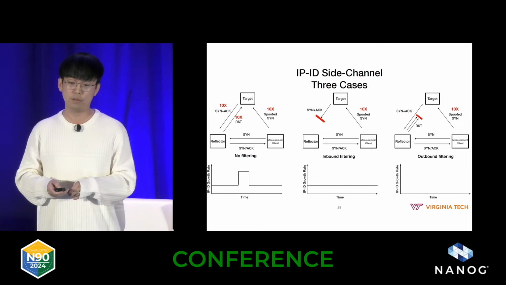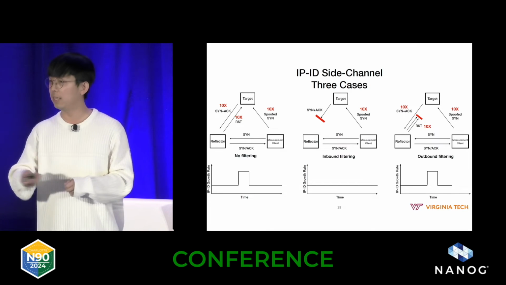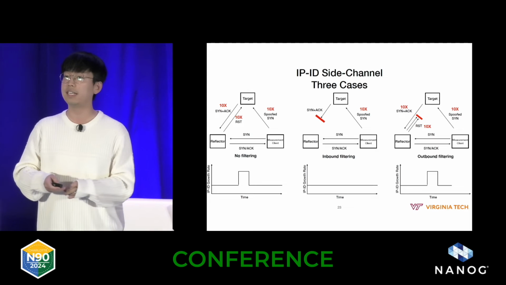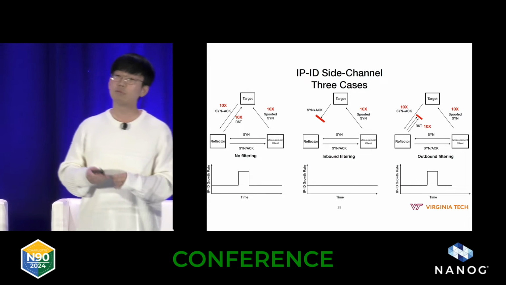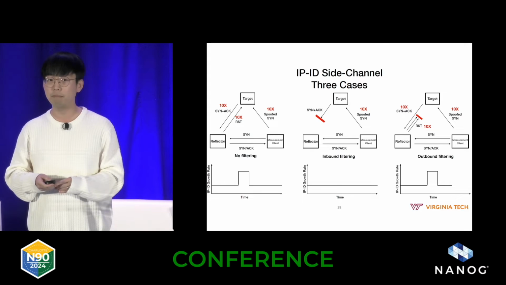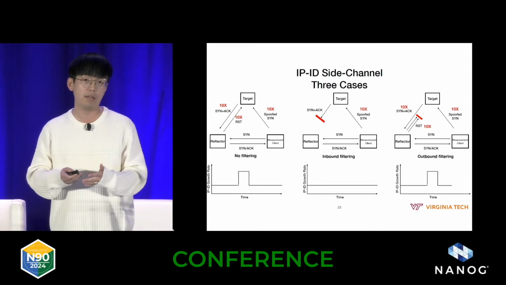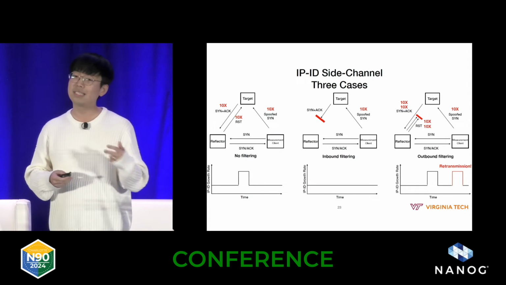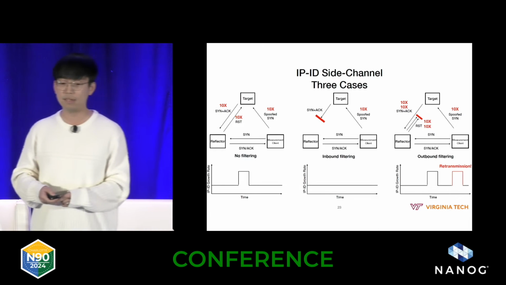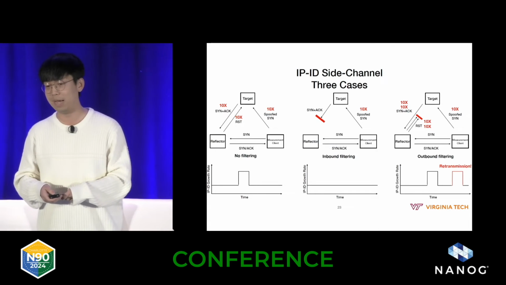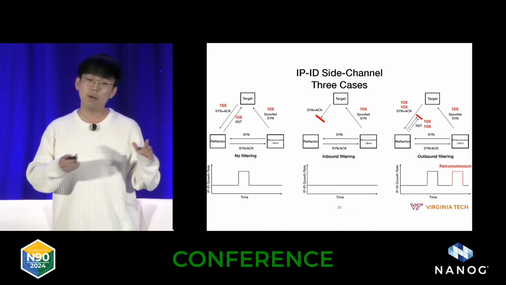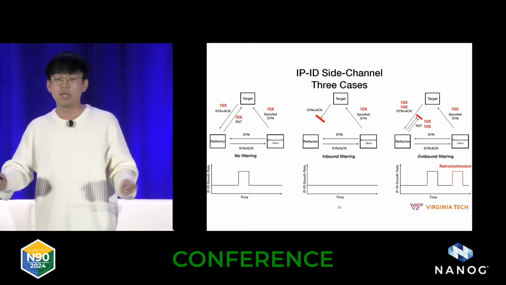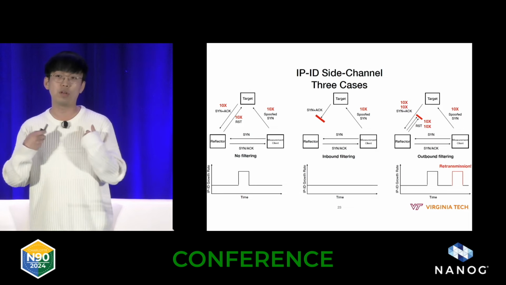In the case of outbound filtering, the reflector just sent 10 reset packets so that we can measure one spike, which is very similar to the no filtering case. However, the target sent 10 SYN-ACK packets but never received the ACK, which triggers a retransmission timeout. That means the target will send an additional 10 SYN plus ACK packets to make the reflector resend 10 reset packets. In this way, by monitoring the IP-ID values of the reflector, we can tell the connectivity. Outbound filtering is the case that we are interested in.